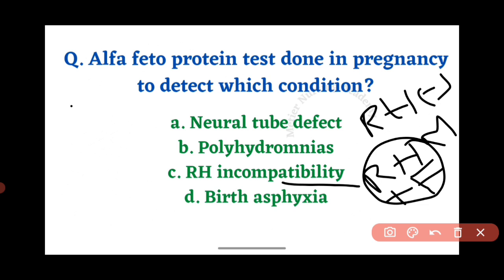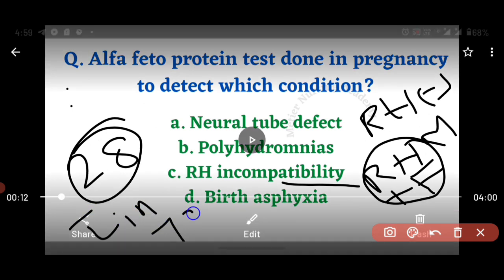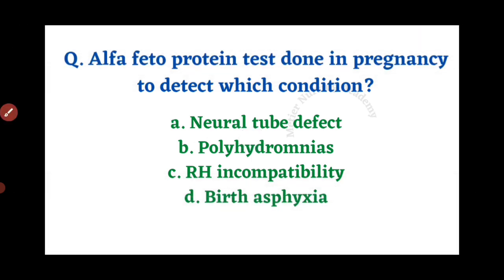So how to prevent this problem? By injecting RH immunoglobulin at 28 weeks of pregnancy, and the second injection within 72 hours after delivery. Understand? These 2 points are very important in RH incompatibility, because many times they have asked questions about this. RH immunoglobulin has to be administered at 28 weeks of pregnancy and after delivery of the baby, within 72 hours.